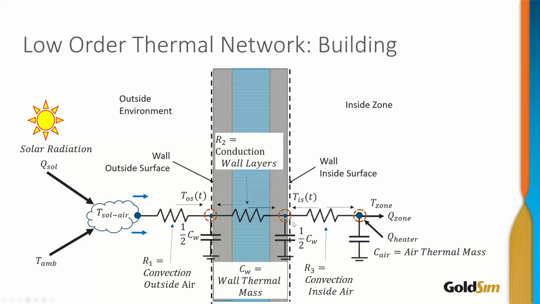There is convective heat transfer from the inside surface of the wall to the zone. Our zone has a thermal mass associated with it, which is the inside thermal mass. And then the heater is just a direct heat input into the wall. So this thermal equivalent network is a little more complicated than the one that was shown before, but the principles are the same.